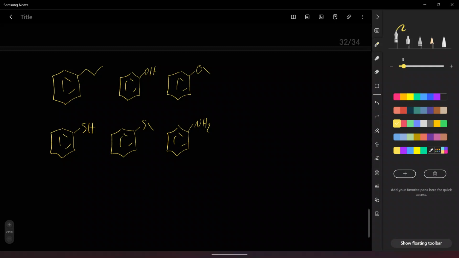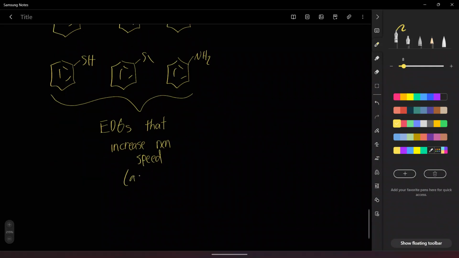So these are electron donating groups. And electron donating groups increase the reaction speed. Okay. Meaning they are activators.